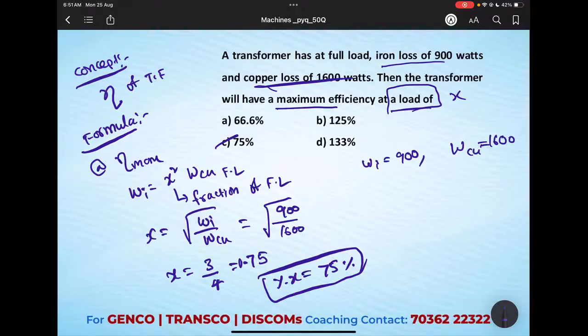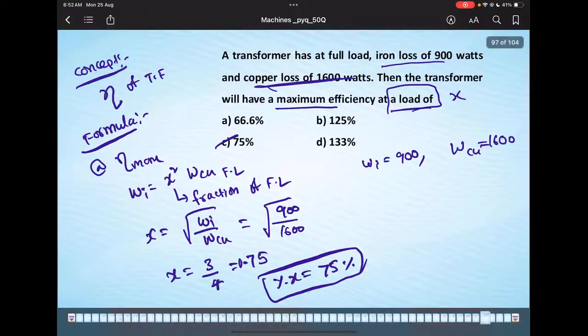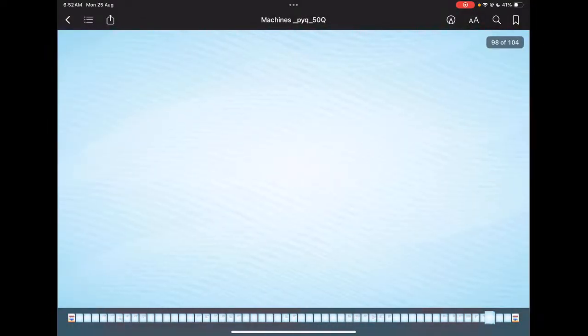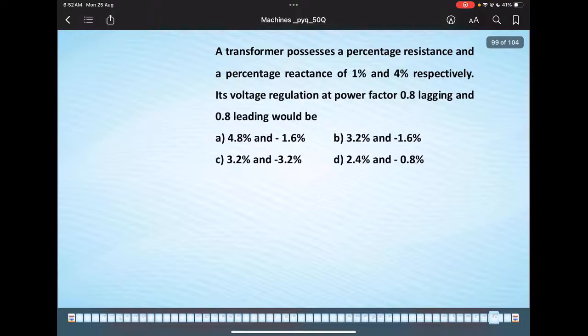Okay, is it clear? Whenever problems come, don't panic. Just note down the given data. Just revise your concept and write down the formulas related to the given data. You may have many formulas related to maximum efficiency, but we need to come to the point with the given data. The related formula should be related to the given data. From that you can calculate very easily. Is it clear? Okay, let's move on to the next question.